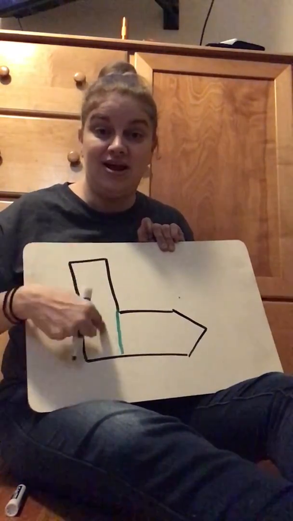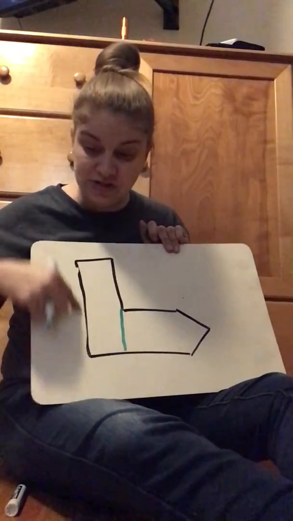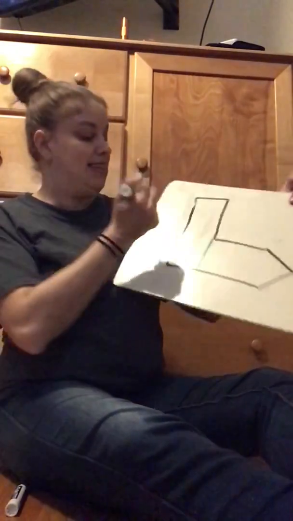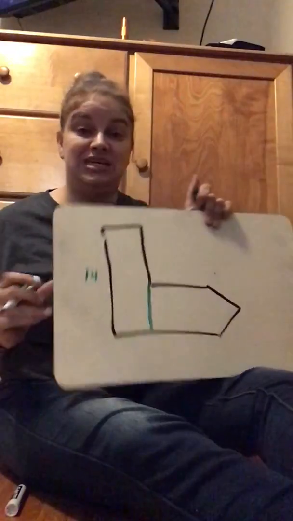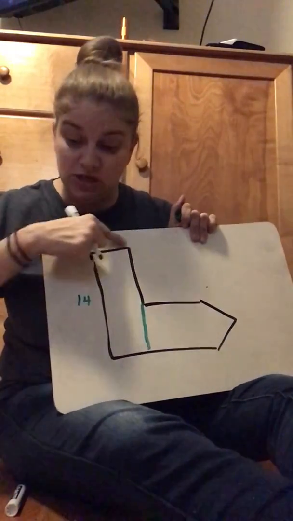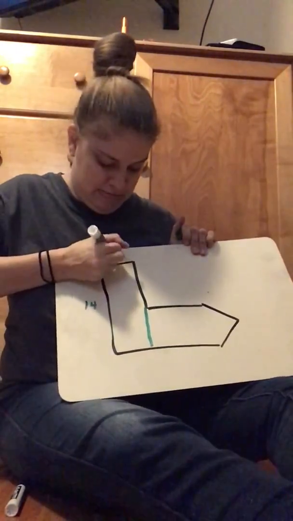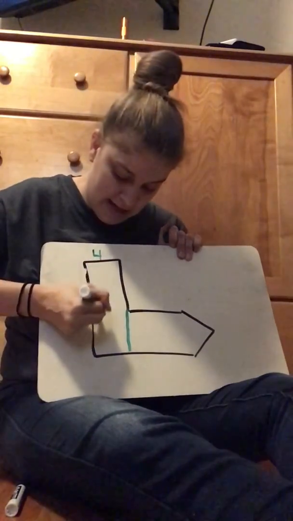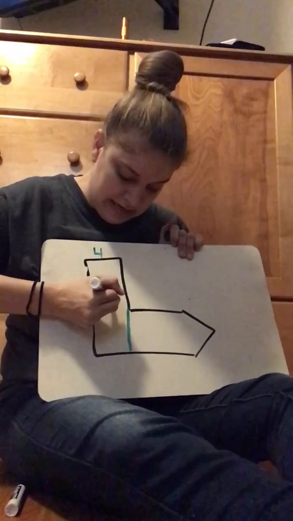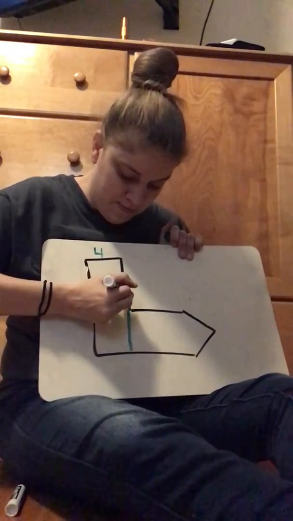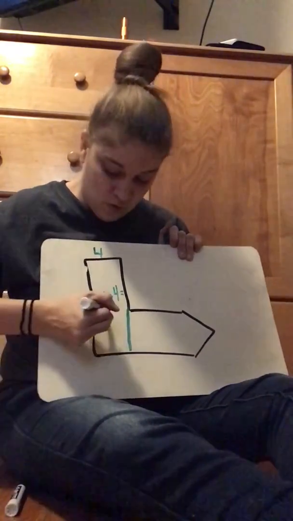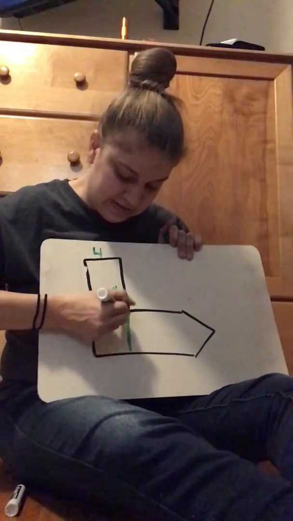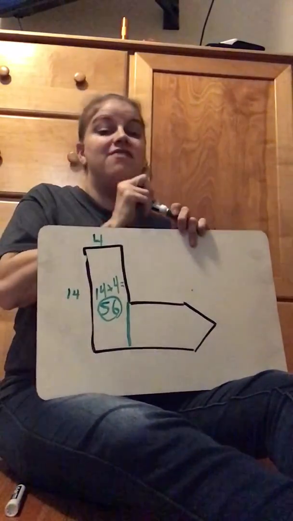So let's find the area of this rectangle. When I count all the squares down this side, I should get 14. When I count the squares on top, I should get 4. So to find the area of this rectangle, I would multiply 14 times 4, and 14 times 4 is 56. So I was able to find the area of that rectangle.